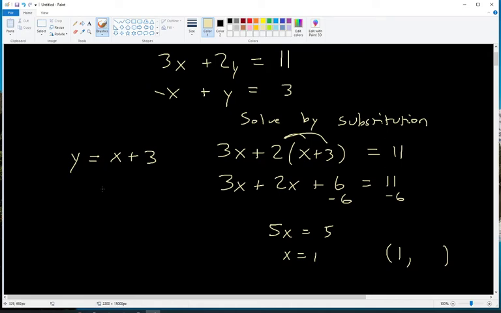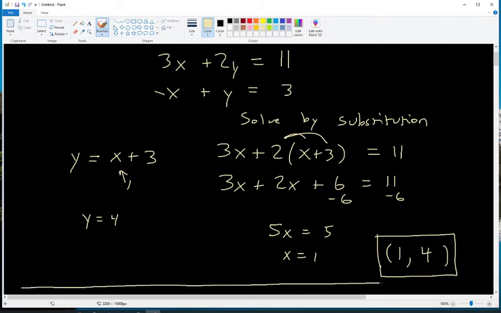To get the y value, I plug the 1 in for the x over here in my equation. 1 plus 3 is 4. So x is 1, y is 4. So the ordered pair that solves my system is (1, 4). And that's how I solve things by substitution. So not too bad.